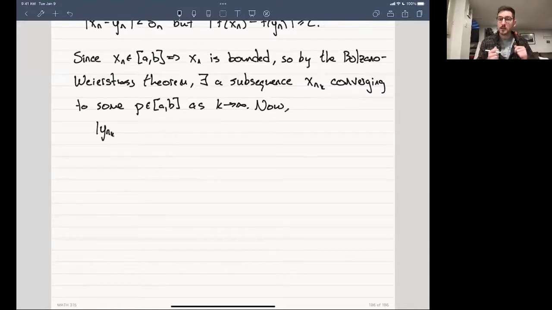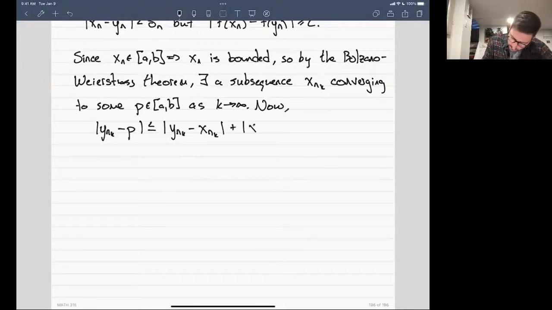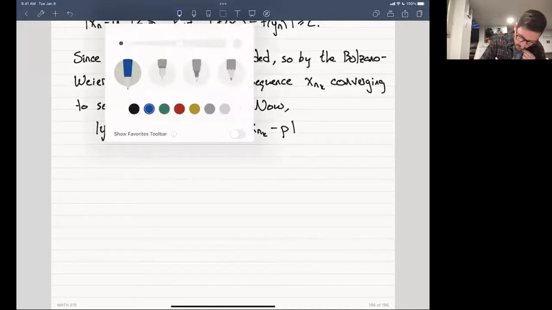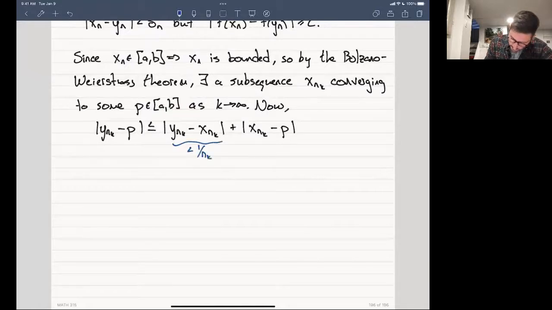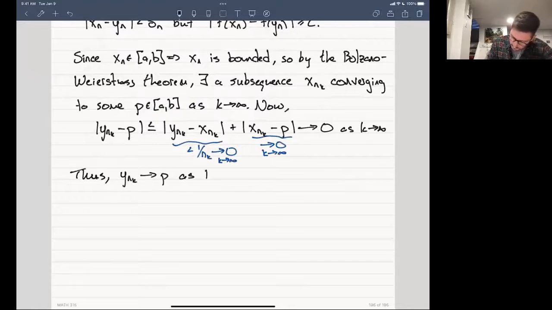Well, using the triangle inequality, the distance from yn sub k to p is at most the distance from yn sub k to xn sub k plus the distance from xn sub k to its limit p. But this first distance is less than 1 over n sub k, which is going to 0 as k goes to infinity. And we already know the other is going to 0 as k goes to infinity. And so therefore, the whole thing is going to 0 as k goes to infinity. So thus, yn sub k is also converging to p as k goes to infinity. So the subsequence of yn is also converging.